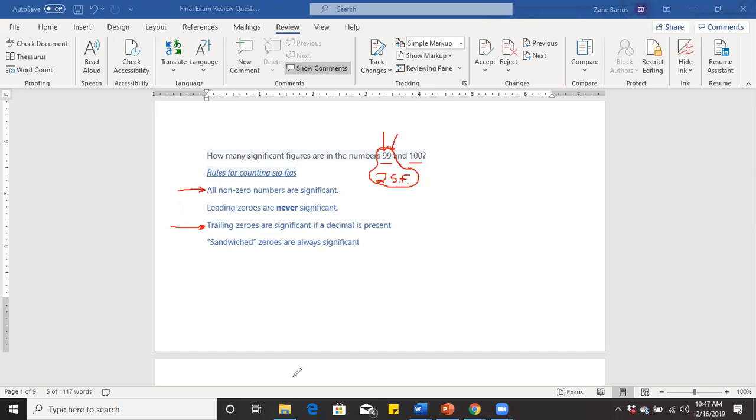I don't know about you, but I do not see a decimal point in this number that I gave you, 100. So because there is no decimal, those zeros will not count as significant. Which means only the non-zero number will be significant. So in 100, believe it or not, there is only one significant figure, and it's just that one. The zeros do not count. So that's pretty easy. Let's keep going.